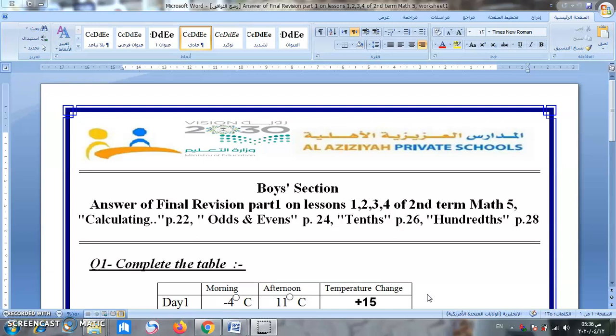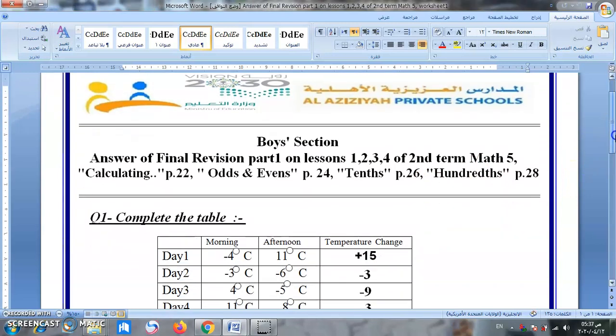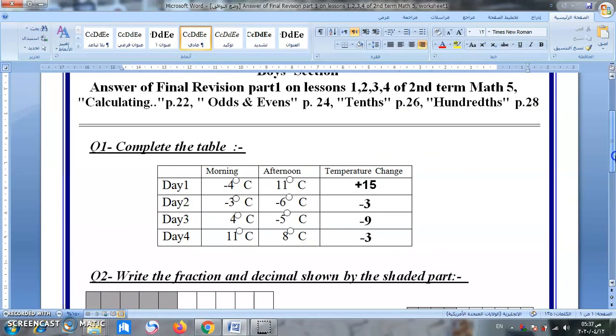Okay, we have two parts for our revision. The first part today covers lessons 1, 2, 3 and 4 in worksheet number 1, and lessons 5 and 6 in worksheet number 2. So we have two worksheets today. Pay attention and concentrate more, because our test will come inshallah from these questions. So you have to get a paper and a pen and write the questions and the answers after me.